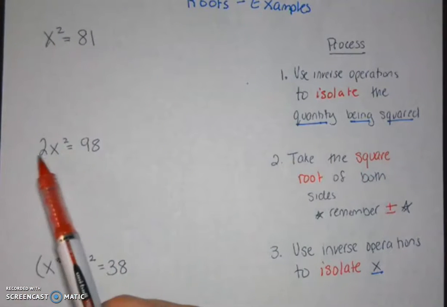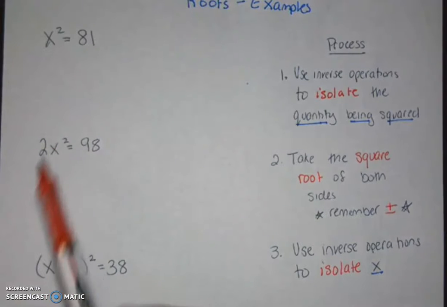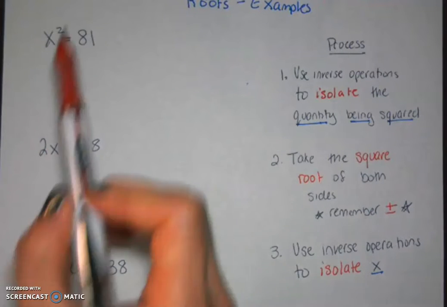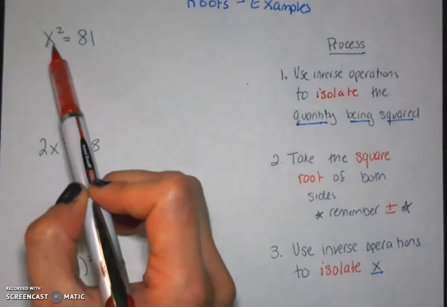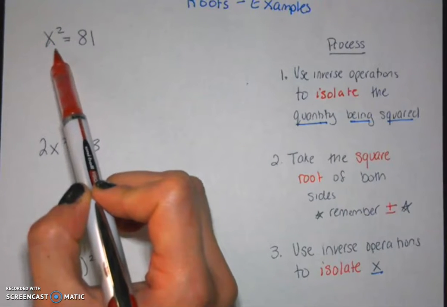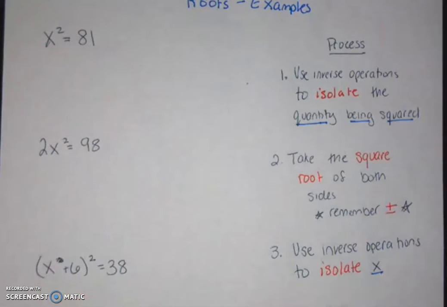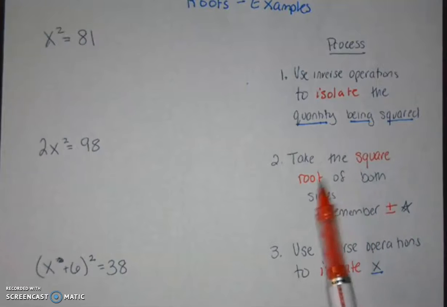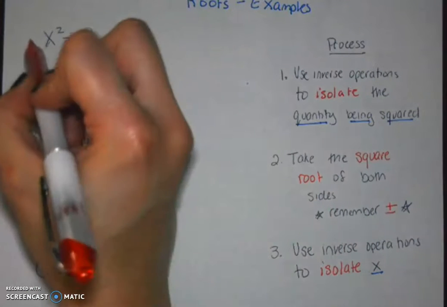You notice in this problem, we've got a 2 that does not have an exponent. So in this problem, we will have to isolate. If you notice in our first one, we are okay because there's only the x being squared on one side, and then everything else is on the other side. So we can now move on to our second step where we take the square root of both sides.